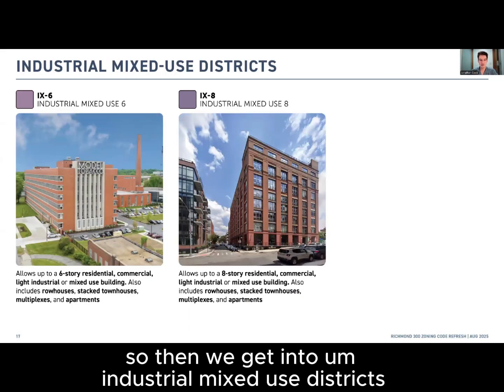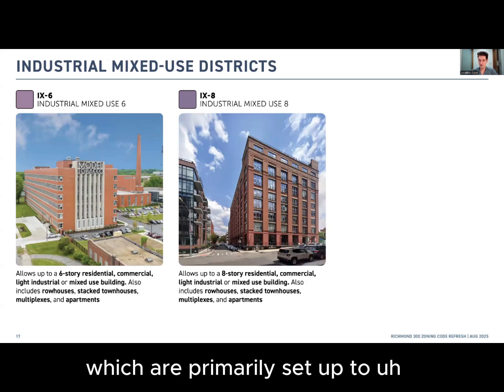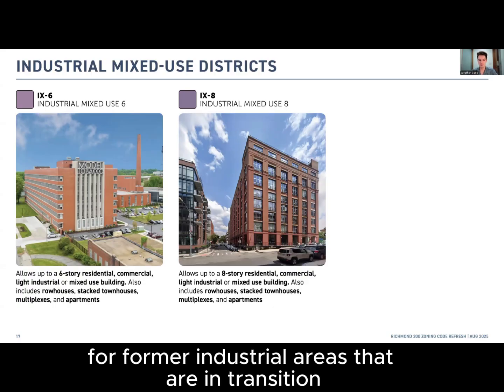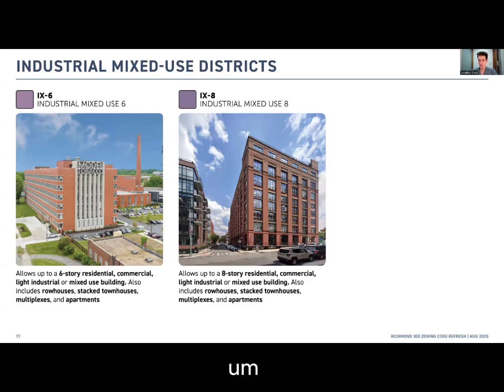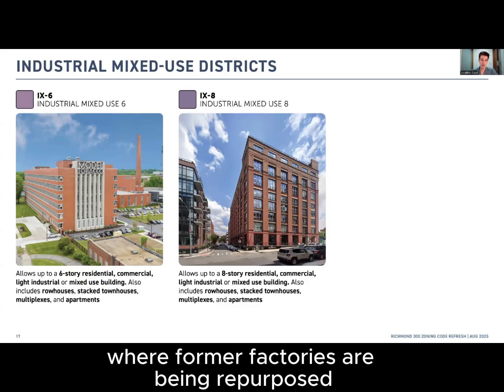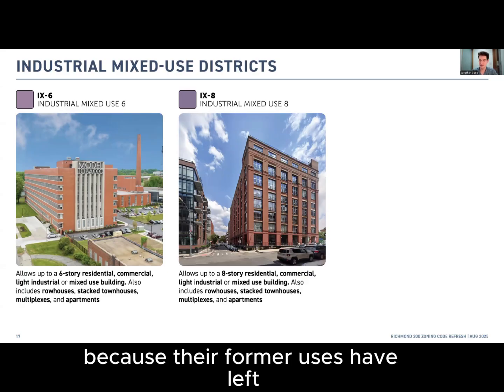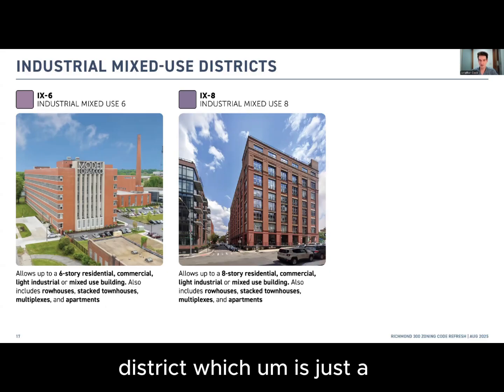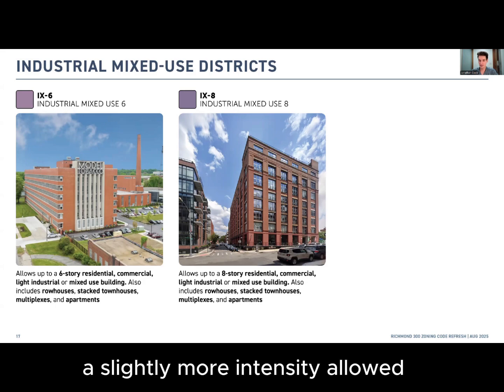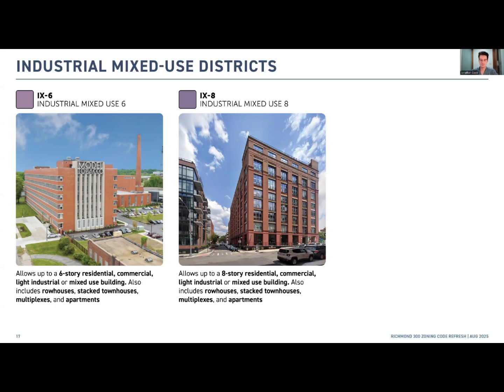So then we get into industrial mixed use districts, which are primarily set up for former industrial areas that are in transition. So on the left is a 6-story height limit where former factories are being repurposed because their former uses have left. And then on the right is an 8-story district, which is just a similar variation, but with a slightly more intensity allowed.